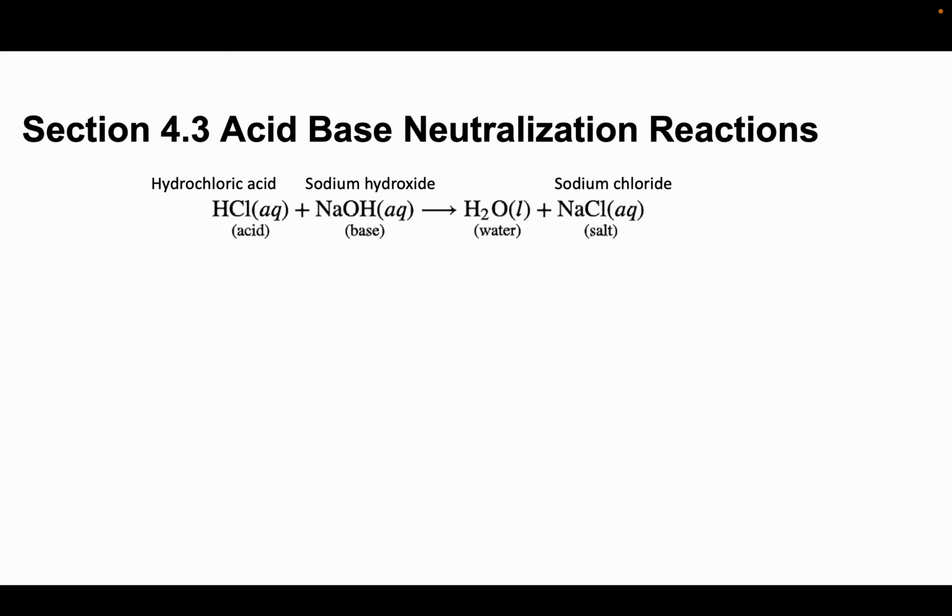Starting with the acid-base neutralization reaction. Here we see hydrochloric acid reacting with sodium hydroxide to produce water and sodium chloride. Hydrochloric acid is the acid, sodium hydroxide is the base. The product of the reaction includes water and then the remaining cation and anion. That's what forms the salt. In this example, hydrochloric acid is a strong electrolyte. Sodium hydroxide is also a strong electrolyte. Water is a molecular non-electrolyte. And finally, the ionic compound sodium chloride is also a strong electrolyte.